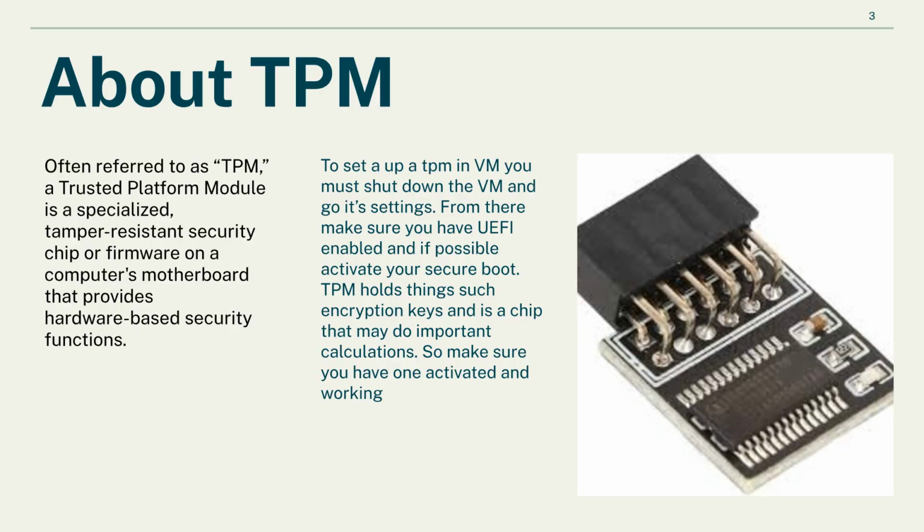A trusted platform module, or TPM, is a specialized security chip that provides hardware based security functions, such as holding encryption keys. To set up a TPM in a VM, you must first shut down your VM if it was open, enable UEFI, and activate secure boot if possible. All of these things come together and work together.